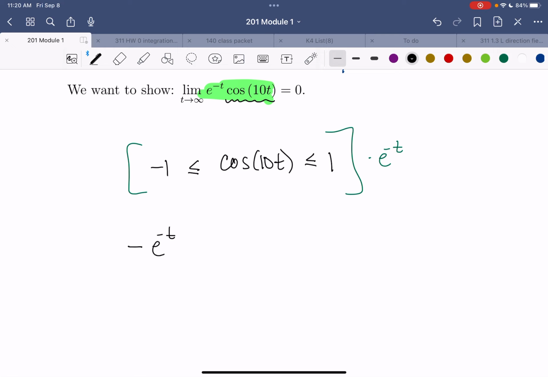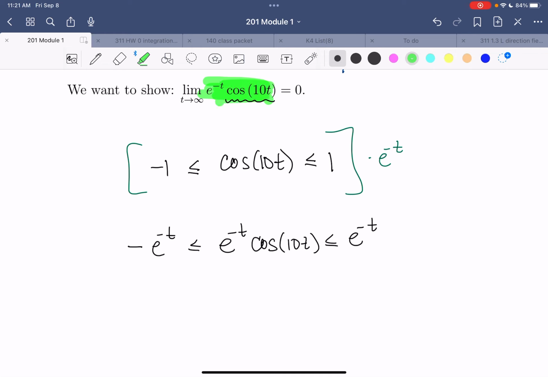to the minus t, less than or equal to e to the minus t cosine 10t, less than or equal to e to the minus t. And now you can see that this green function up here now sits in the middle. Okay, so I have satisfied the first criteria for the squeeze theorem. I have my function g of x fitted between 2 other functions, one smaller, one larger at any time.